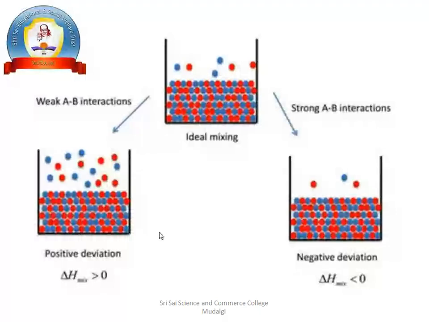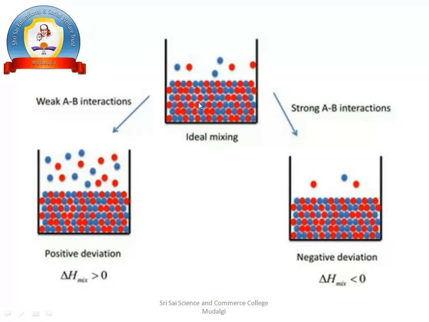Now, to explain the concept of ideal and non-ideal solution, you can see here. Here I have mixed the components A and B, right? Here you can see blue balls as well as red balls. Say for example, A is a solute and B is a solvent. So I mixed them here. If it is obeying Raoult's law, the mixture of two components having the same mole fraction, then it is said to be ideal mixing.